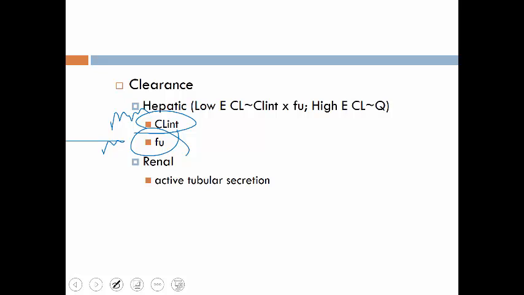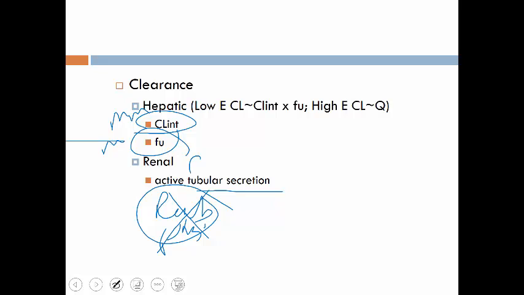Binding, Michaelis-Menten. Renal, we have filtration clearance, we have active tubular secretion clearance, and we have reabsorption. Reabsorption, remember, is passive, so this is not saturable. But active tubular secretion requires carrier systems and follows Michaelis-Menten, so therefore it is saturable.